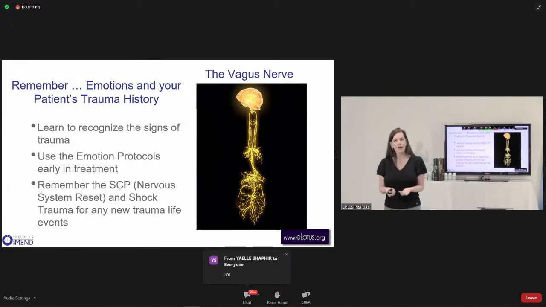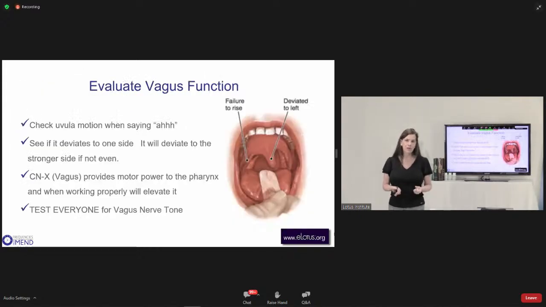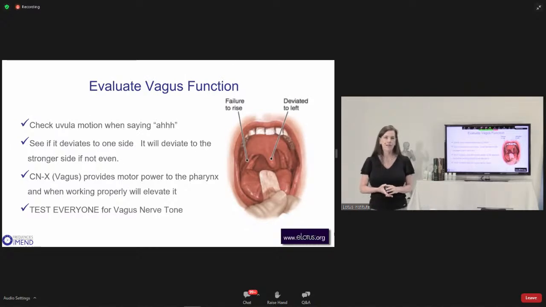Your microbiome is having a conversation with your vagus nerve also. And so it's telling the vagus nerve what's going on. So remember, we have this two-way street with communication. There is no separation between the brain and the body, and that's because we have a vagus nerve that has afferent and efferent fibers. So one of the ways that you can evaluate whether someone has good vagal tone is just using a tongue depressor.